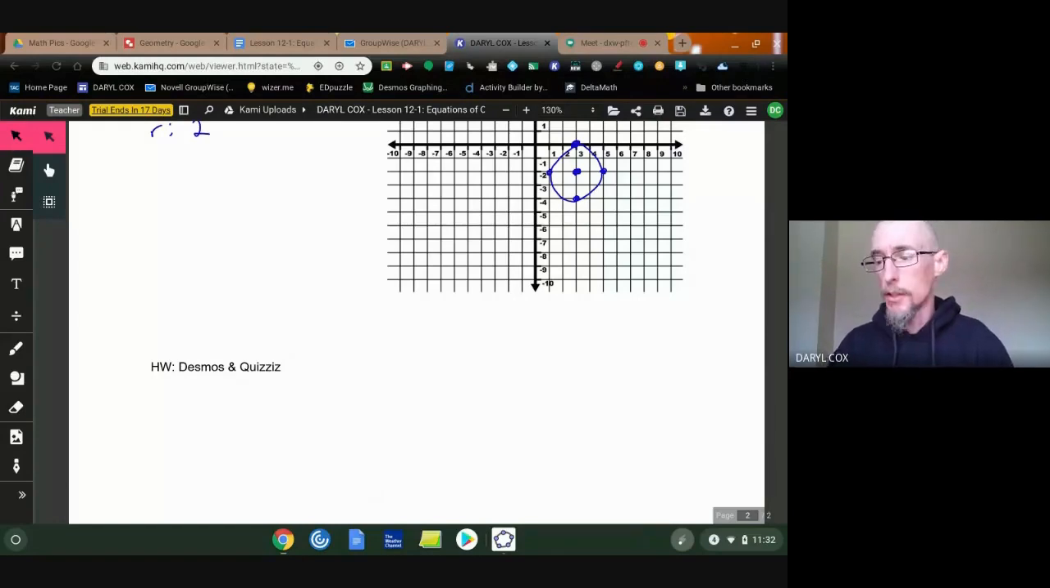That's what we got on equations of circles. Tomorrow, we'll talk about a little bit of algebra review that we're going to need to do the next part of equations of circles, okay?